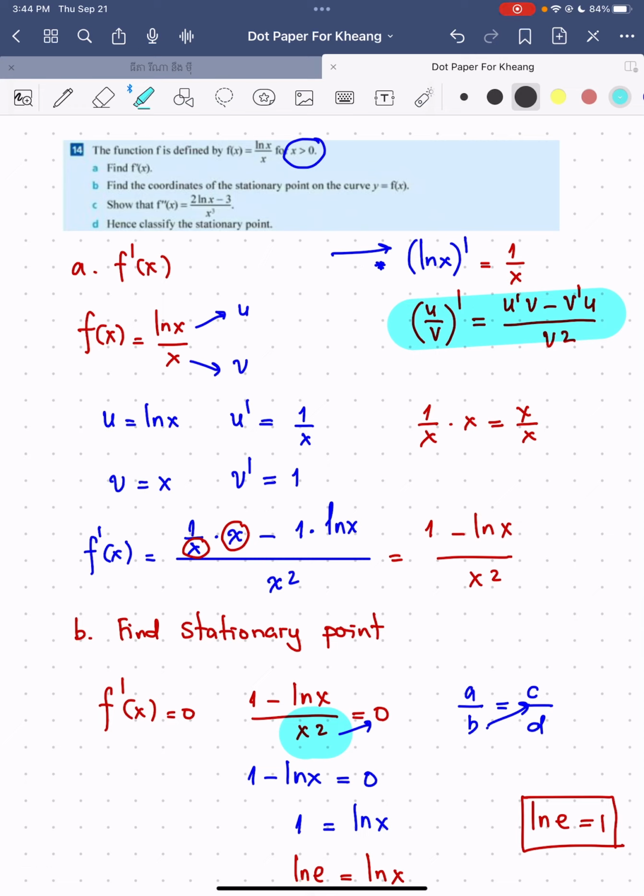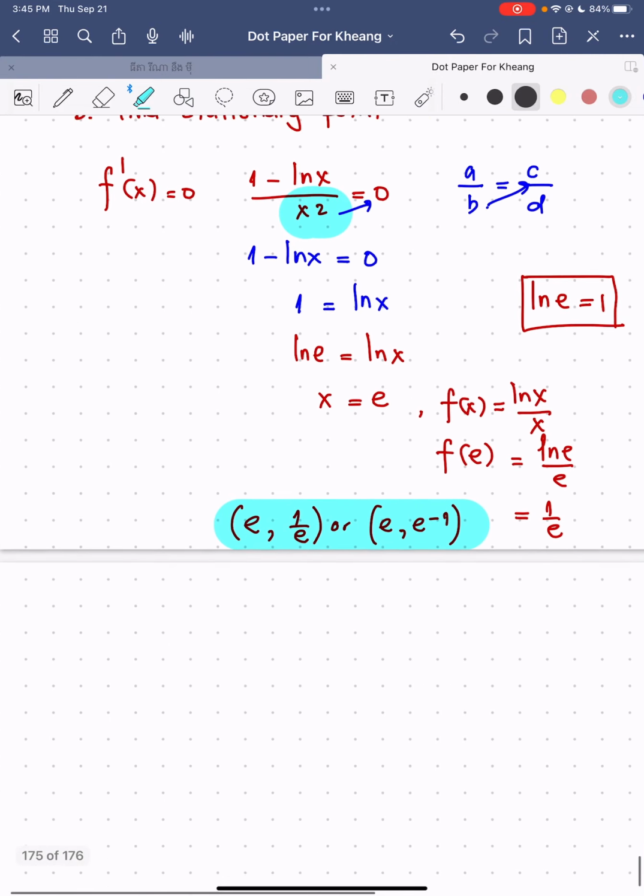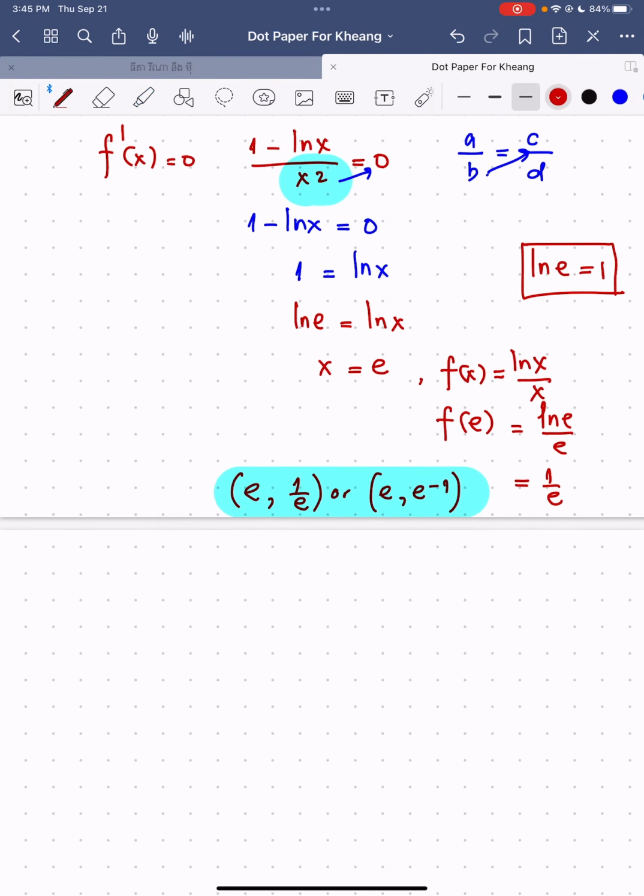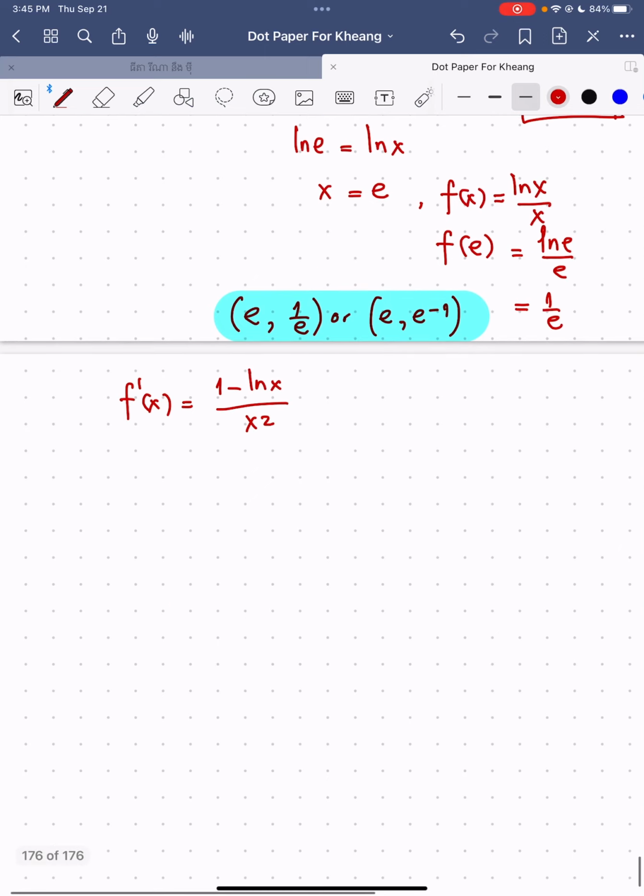So for the second one, show that the second derivative equals 2 ln x minus 3 over x cubed. They want you to find the second derivative. First you found f prime x equal to 1 minus ln x over x squared. So how about the second derivative here? In order to find it, you can just identify that f prime x is a fraction, so to differentiate the fraction you have to use the quotient rule.